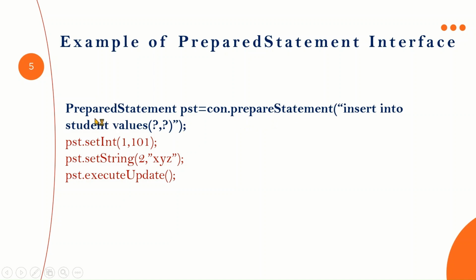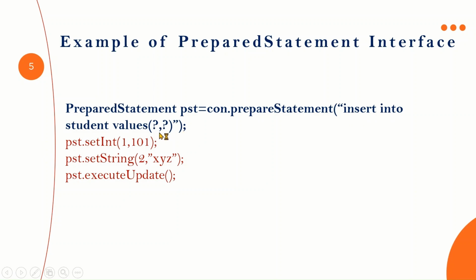Okay, so this one and this one, we are not going to get confused. This one is the PreparedStatement interface. This is the prepareStatement method. Now here you can observe: insert into table name student values. I'm having two columns, one is roll number and one is name.